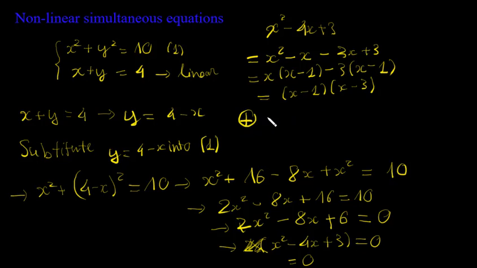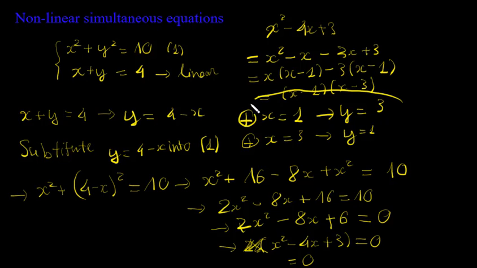With x equal to 1, we have x plus y equal to 4, so y equal to 3. And with x equal to 3, y equal to 1. So there are two possible outcomes: either x equal to 1 and y equal to 3, or x equal to 3 and y equal to 1. This is how we can solve nonlinear simultaneous equations by using substitution.